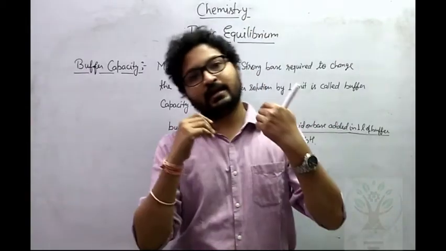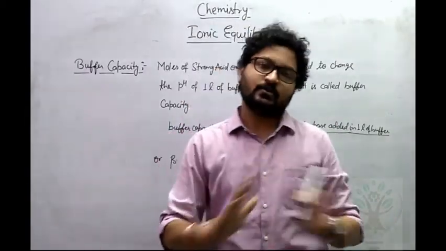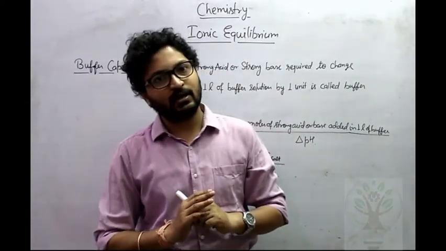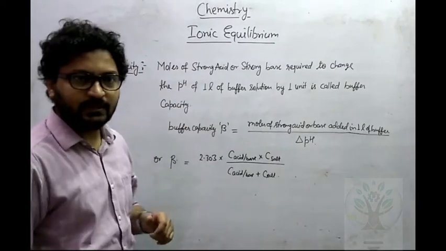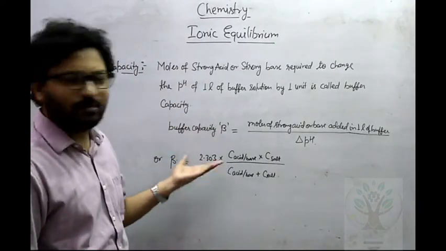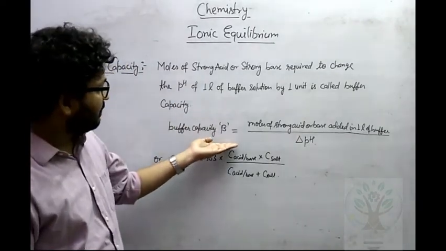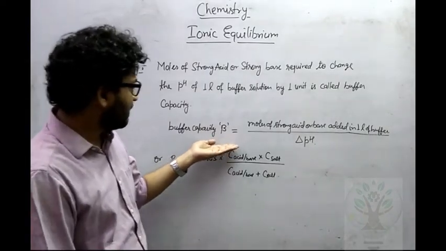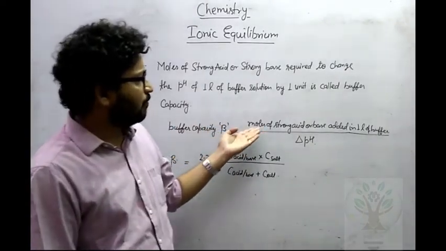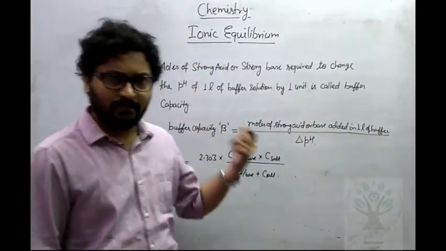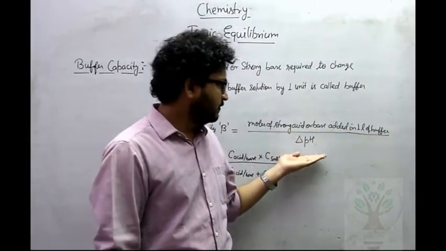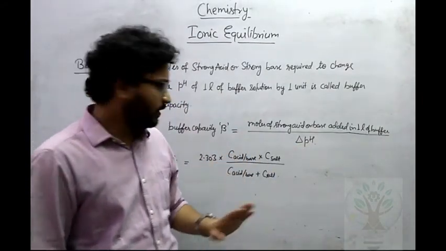If it happens, we say that our buffer is dead. The buffer has lost its capacity. It is no longer acting as a buffer. So this is called buffer capacity. There is a formula as well for formula based questions. The buffer capacity formula is beta equals moles of strong acid or base added in 1 liter of buffer divided by delta pH, meaning moles added upon change in pH.